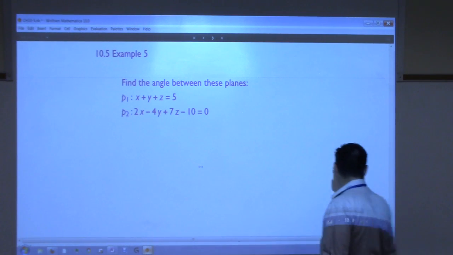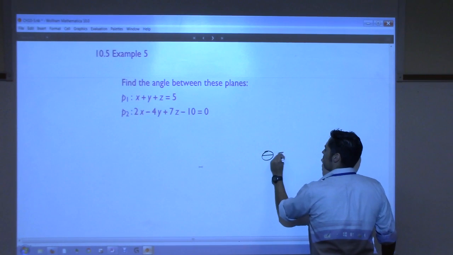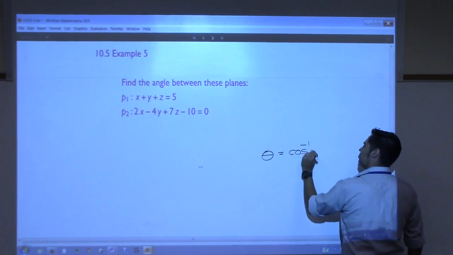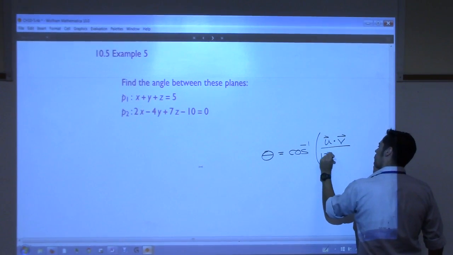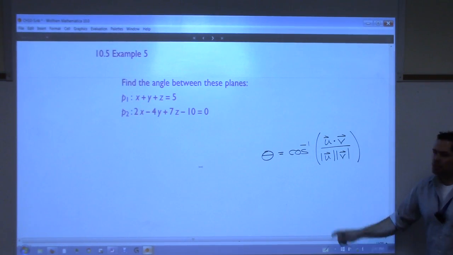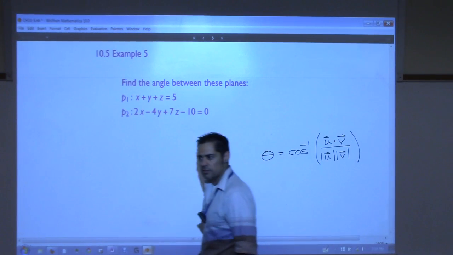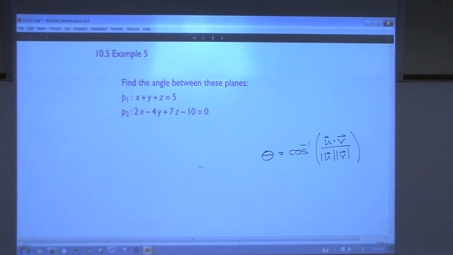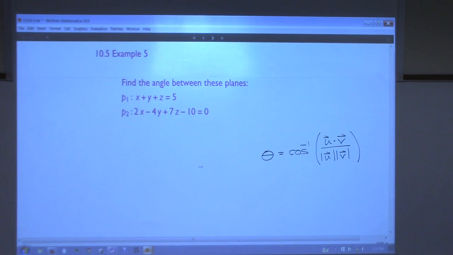I'll give you one thing, okay? This is a big gimme, but I'll give it to you. As a reminder, the angle between 2 vectors is given by this formula. You can use that. And you can use your calculator. So find the angle between these 2 planes. Some of you may get it, some of you may not. We'll see.